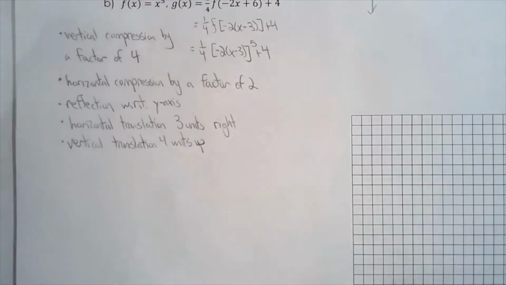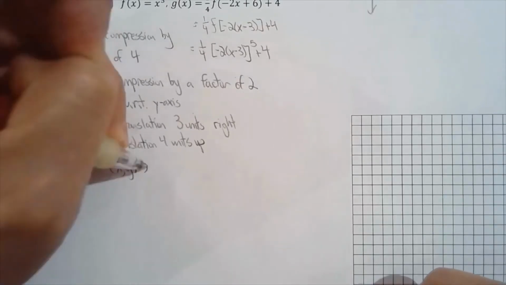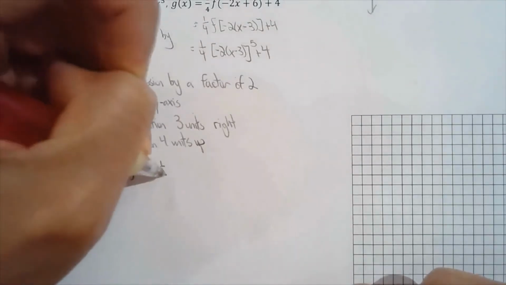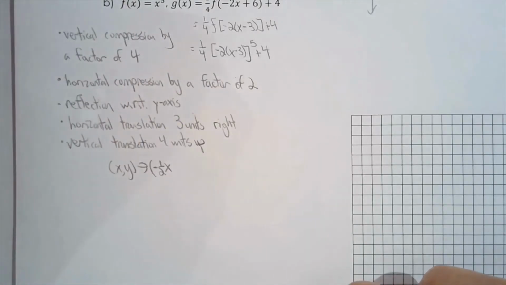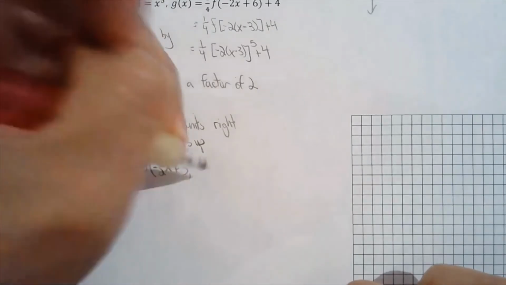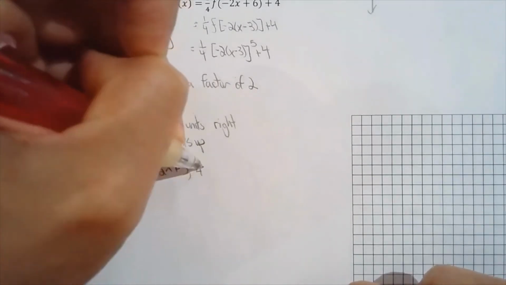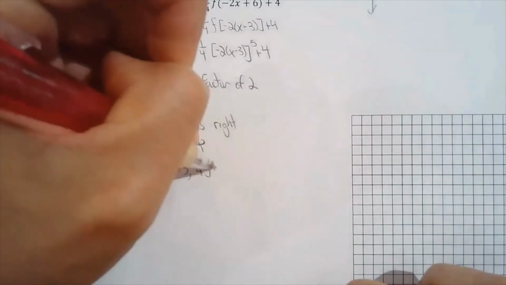Okay, so now we're going to state the mapping rule. We won't forget this time. So, horizontal compression by a factor of half, reflect it with respect to the y-axis, and go 3 right. Vertical compression by a factor of 4 and 4 up.